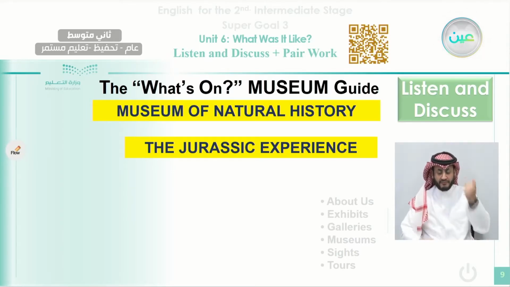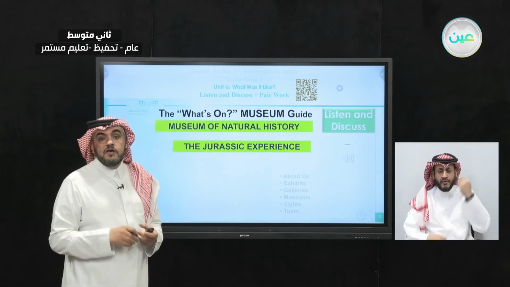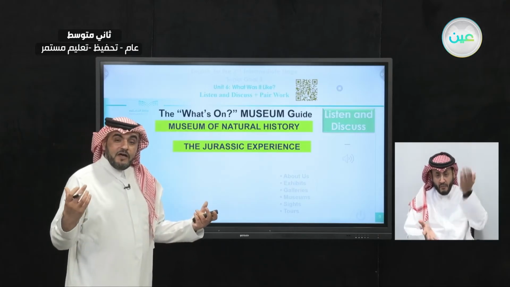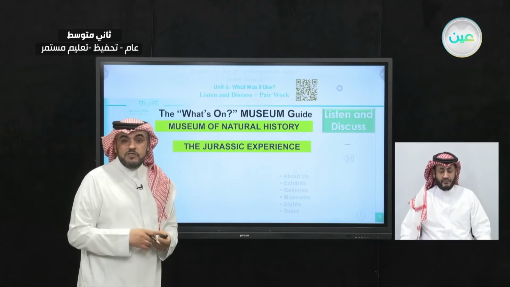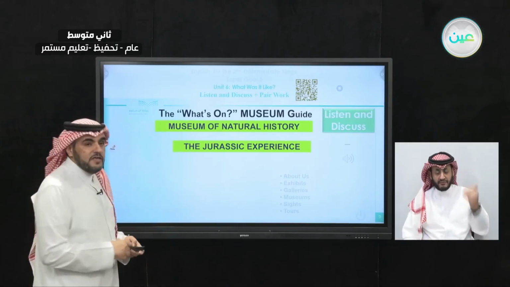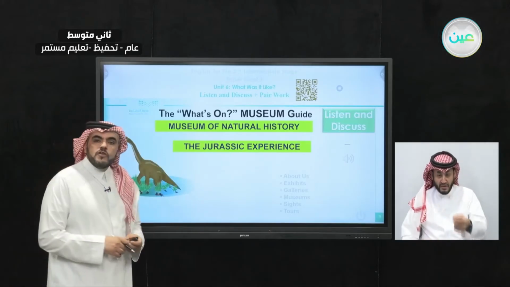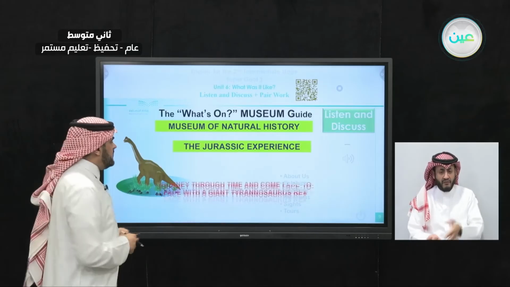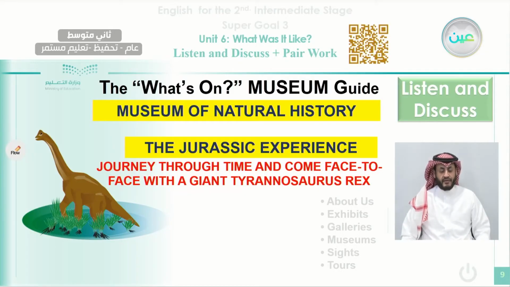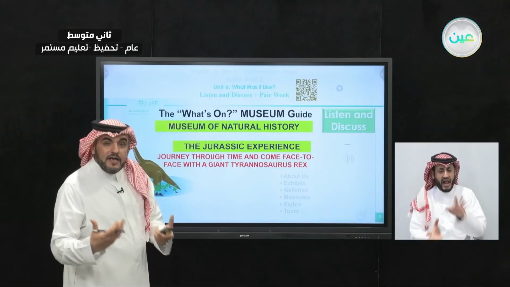When we say Jurassic, we talk about millions of years ago. Was there life in millions of years ago in the Jurassic time? Yes, there was. What is the most famous animal that lived in the Jurassic era or period? It's this one. What do you call this one? That's called a dinosaur. Okay, so what you're going to see is a journey through time, and you come face to face with a giant Tyrannosaurus Rex, a kind of dinosaur that looks like a real one.